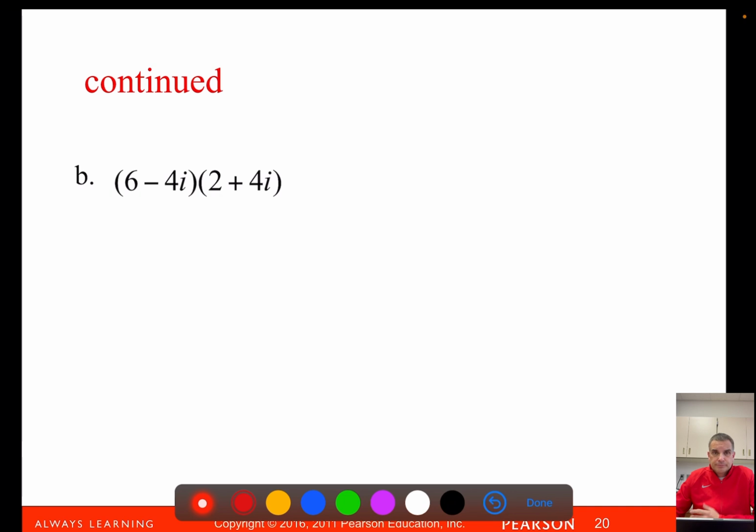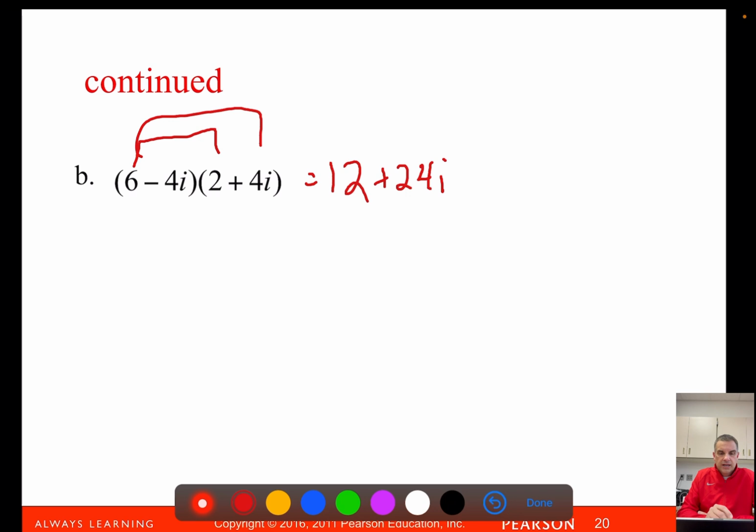FOIL. 6 times 2 is 12. 6 times 4i is 24i. Negative 4i times 2 is negative 8i. And then negative 4i times 4i is negative 16i squared.